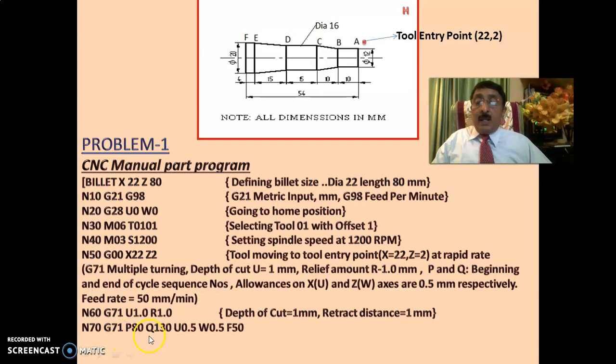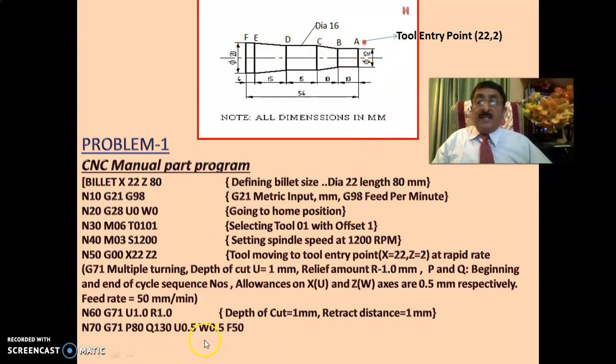G71, please understand, P80, Q130, U.5, W.5, F50 means it is G71 multiple turning. Now we are concentrating on totally rough turning. Between P80, Q130 means between the block numbers 80 and 130, that is N80 and N130, you have the program for this profile A, B, C, D, E, F.